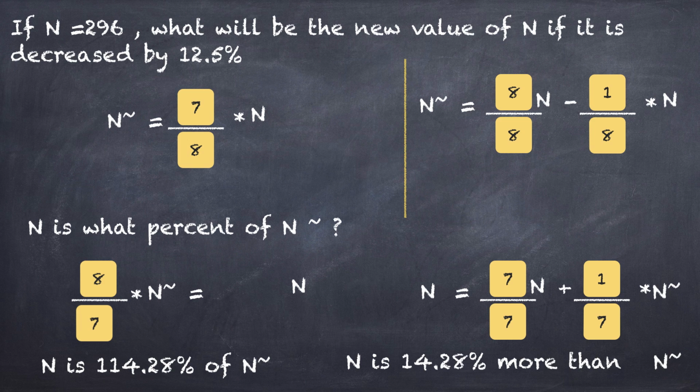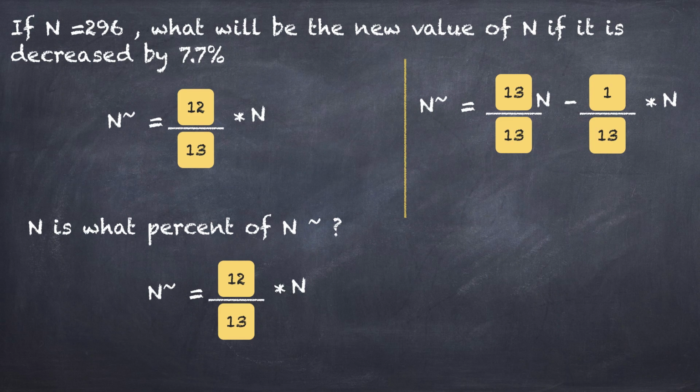7 by 7 would be 100% and 1 by 7 would be 14.28%, so 114.28%, which also tells me that n is 14.28% more than n dash. I'm sorry for the inconvenience, but in the bottom right corner, this last equation should be n dash. N is equal to 7 by 7 n dash plus 1 by 7 of n dash. Sorry for the trouble. Let's try one more example.